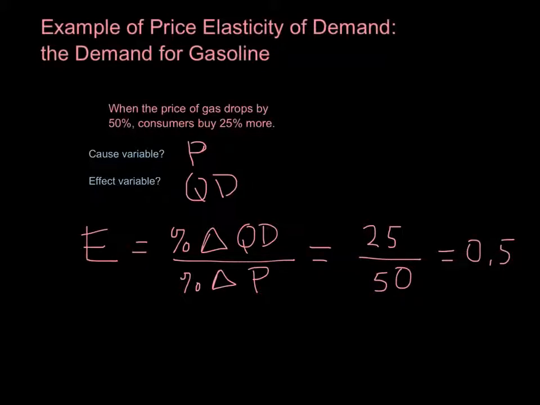Notice that it is our convention here to ignore a minus sign. Namely, the price of gas is dropping, so this percent change in price, this 50, really is a negative 50%, whereas the consumers are buying 25% more, which means this 25 is positive, so a positive over a negative should give you a negative coefficient for your elasticity.